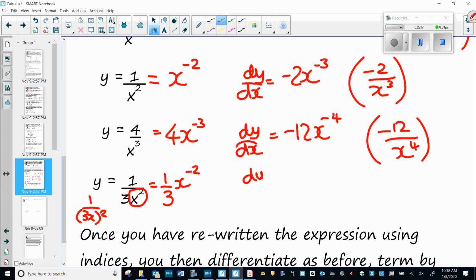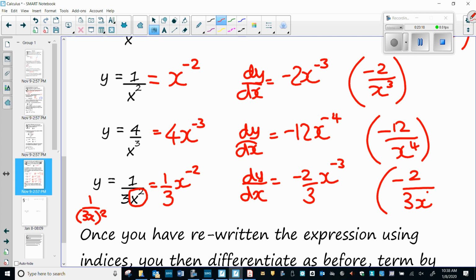Differentiating this, well, now you've got to do negative 2 times 1/3. Negative 2/3, yeah? X to the power of negative 3. In a similar vein, if we were to then put the x back underneath, you just put it next to the 3. So, again, our bracket section would be negative 2 over 3x cubed.